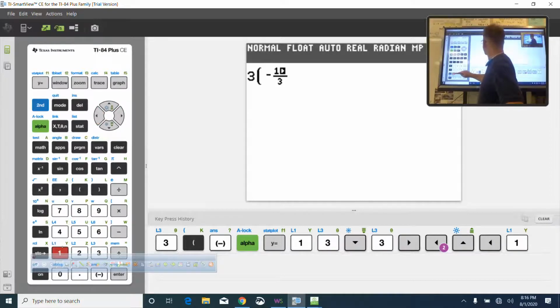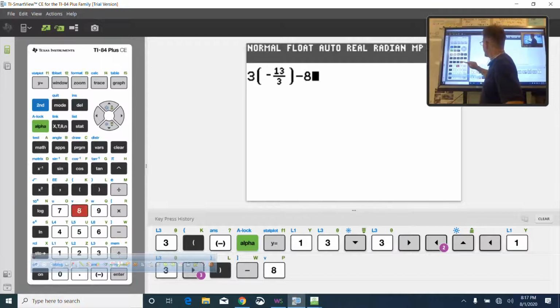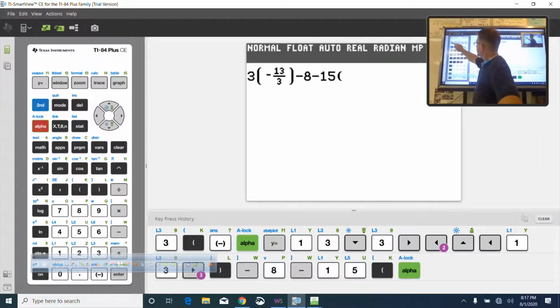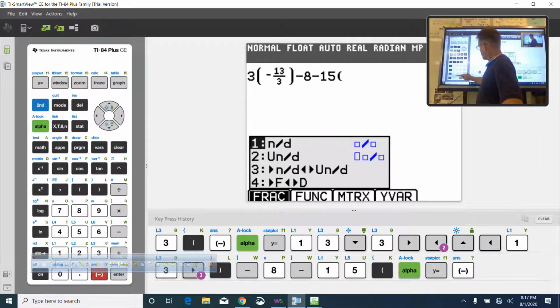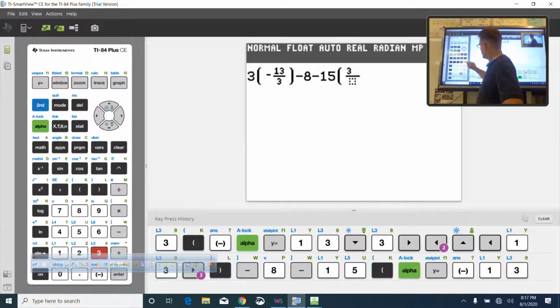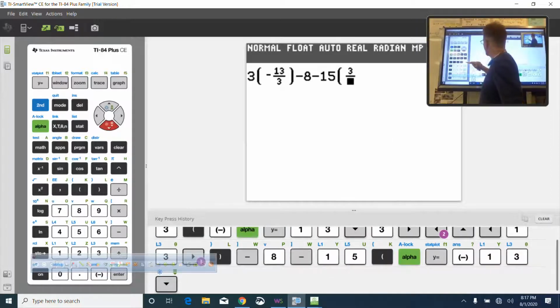Missed my 1 there somehow. Then there's my 3. And there we go. Minus 8. Minus 15. Open parentheses. Alpha y equals negative 1, 3. Come on down. Why do I keep on missing that negative?